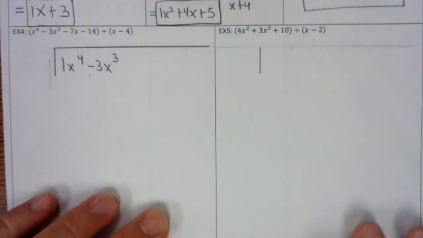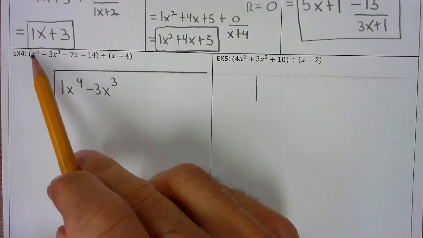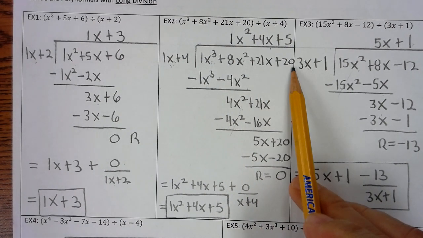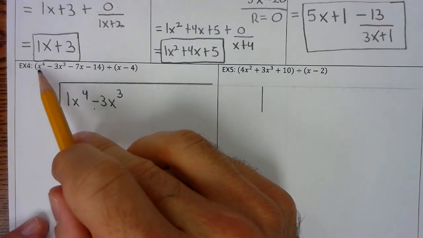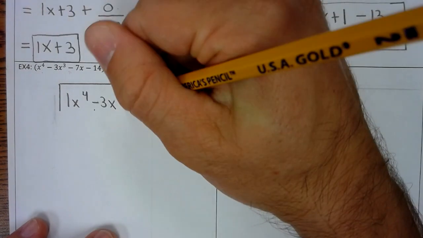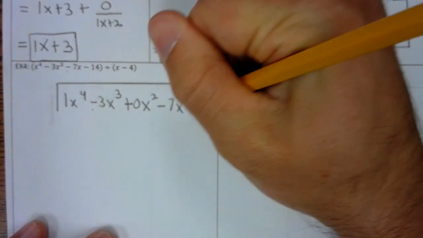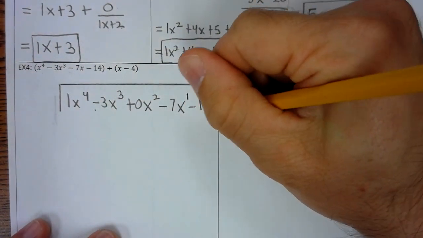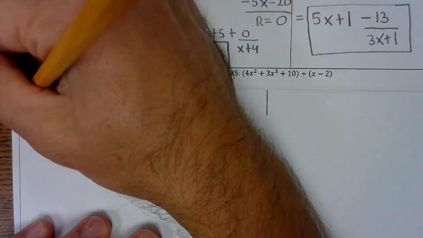Now, I put example 4 here on purpose because when you're dividing, the exponents have to be in decreasing order. So like here, this was x cubed, x squared, x to the first, x to the 0 power. But in example 4, you have x to the 4th minus 3x cubed, but you're missing the x squared. You have to have all the exponents, so you put plus 0x squared, then minus 7x minus 14. Technically that's x to the first power, and this is x to the 0 power. We just don't need to write that because that's just 1.